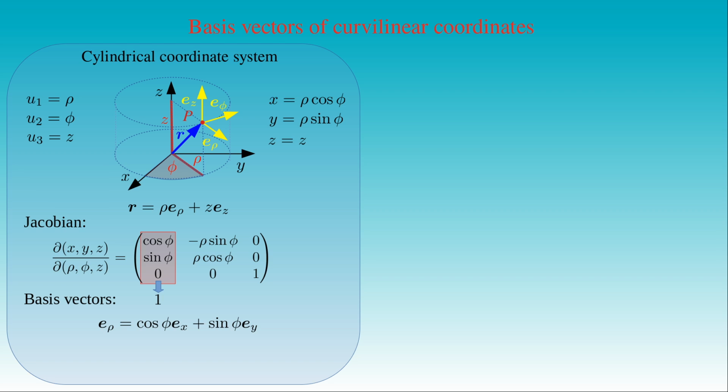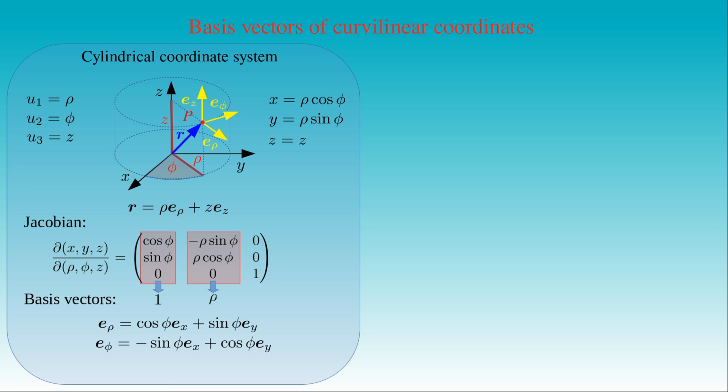Similarly, the second column vector gives the basis vector e_phi. Since the length of the second column vector is ρ, we need to divide this vector by this length to obtain the basis vector. Then the x component of the basis vector e_phi is minus sine phi, and its y component is cosine phi.